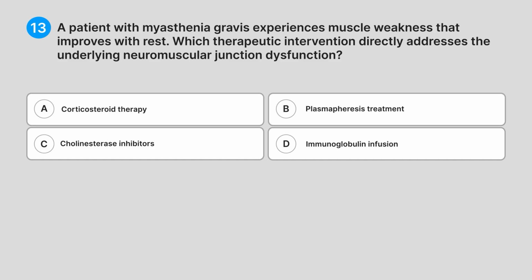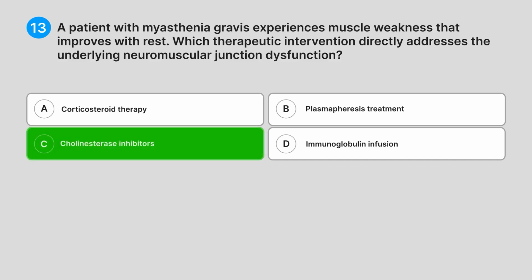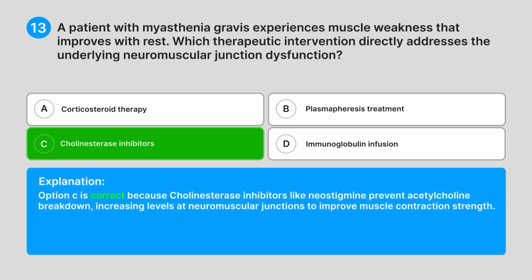Correct answer, C. Cholinesterase inhibitors. Explanation: option C is correct because cholinesterase inhibitors, like neostigmine, prevent acetylcholine breakdown, increasing levels at neuromuscular junctions to improve muscle contraction strength.